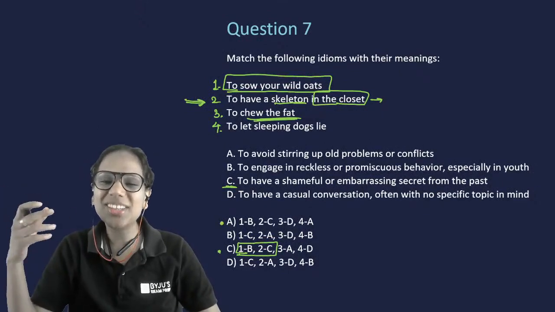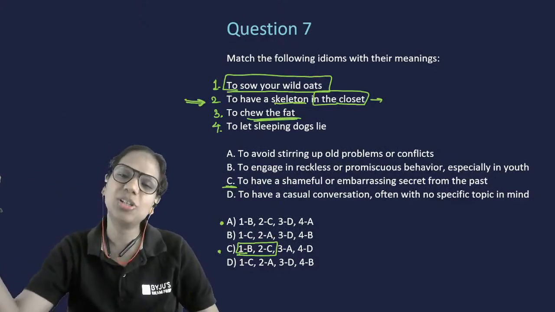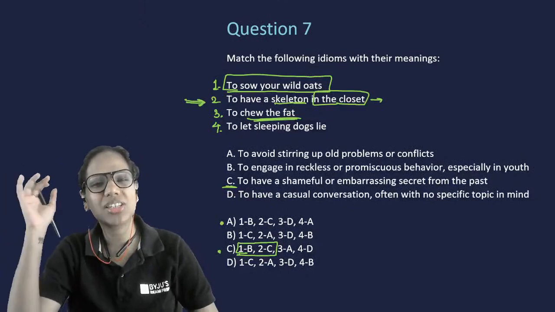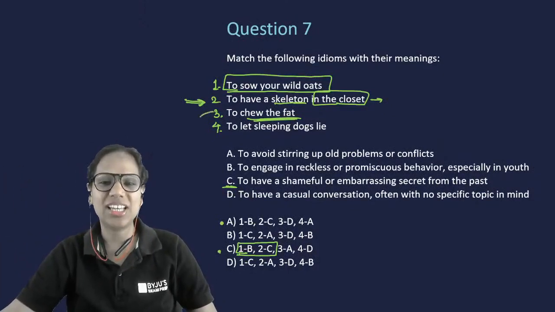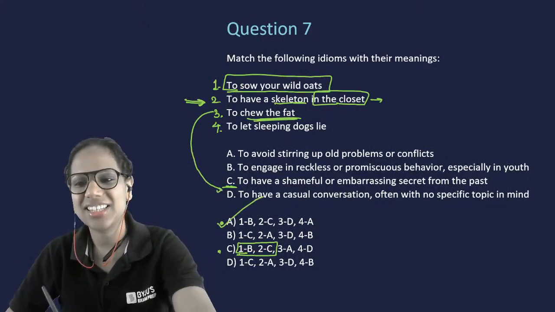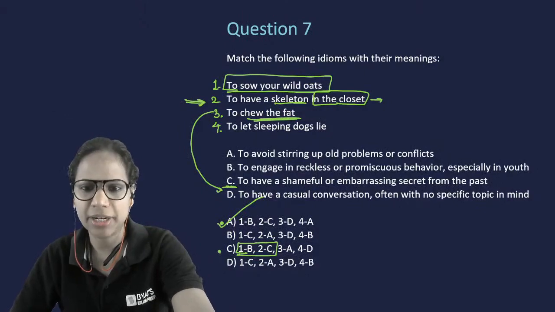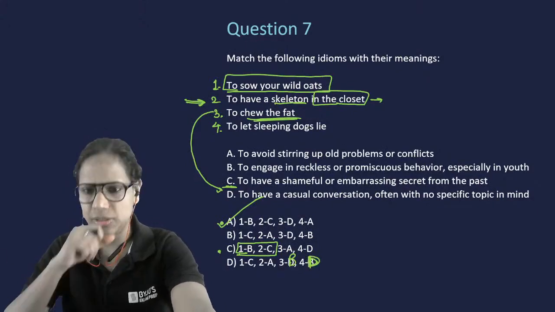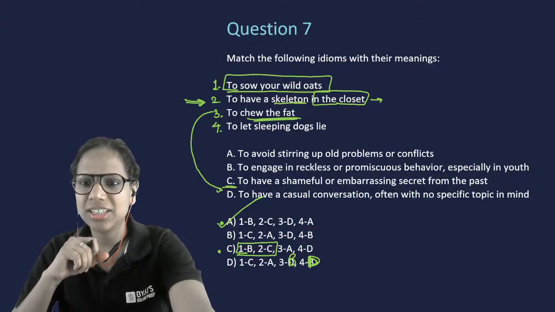So chewing the fat here in our context means when you are having a casual conversation, an aimless conversation without any topic in mind, that is when you're chewing the fat. So 3 is D, and that is why option A is our answer. B and D are same, are they? My bad, my bad. Okay, this is how it should have been. Okay, I hope this is clear to you. That A is the answer.